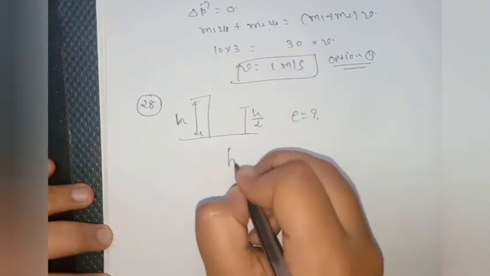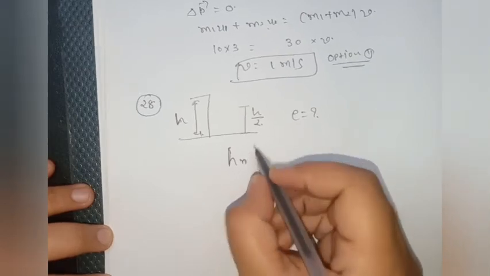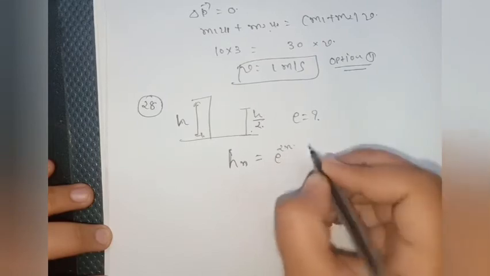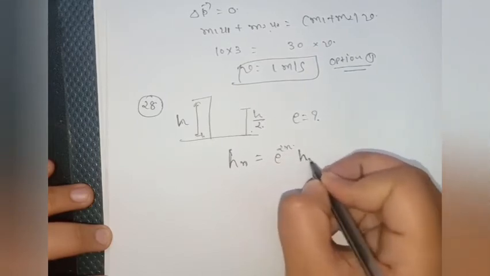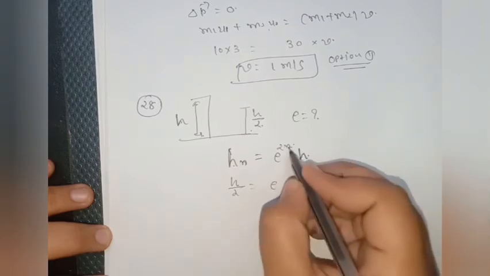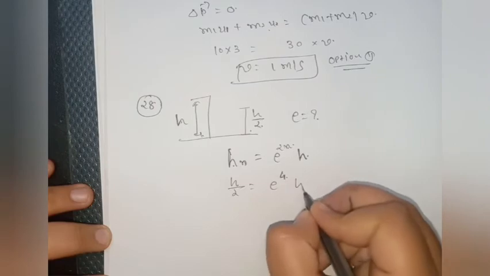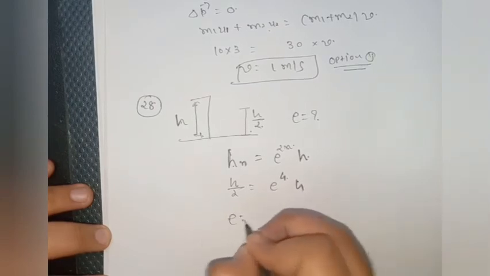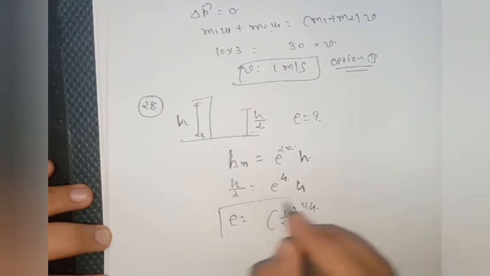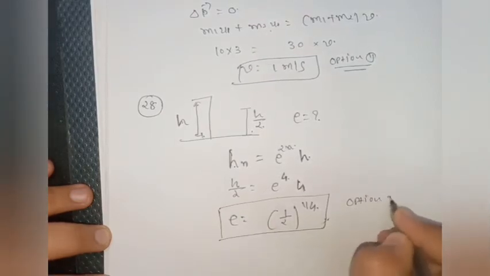We know that after the nth collision, the height achieved by the colliding object is e power 2n into the actual height. Here hn is given as h by 2. It is the second collision, so e power 4 into h. So e will be 1 by 2 whole power 1 by 4. So option 3 is the correct option.